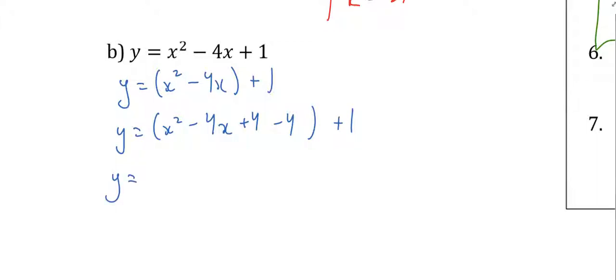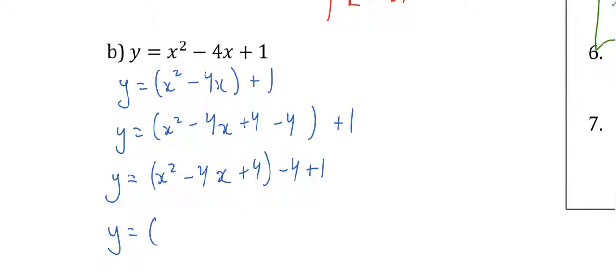I take the negative 1. You always take the negative 1. Leave the positive 1 inside the bracket. Take the negative 1 outside the bracket. And then write it in the proper form with that middle term factored.